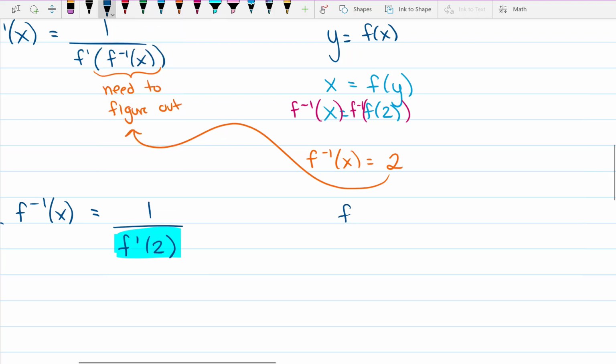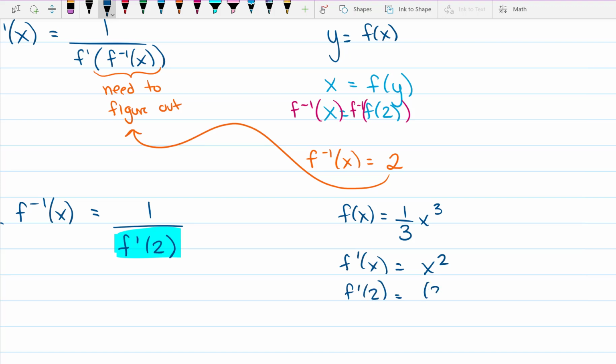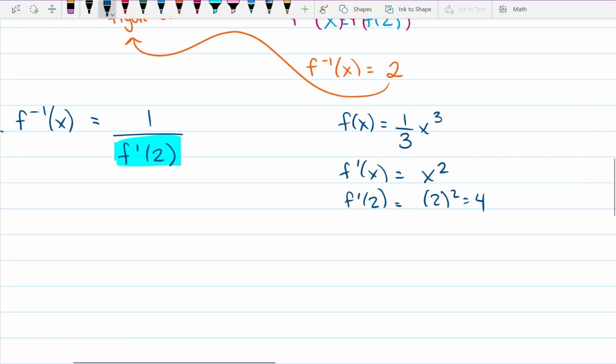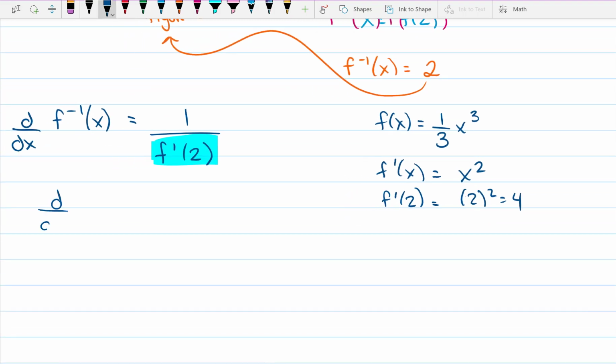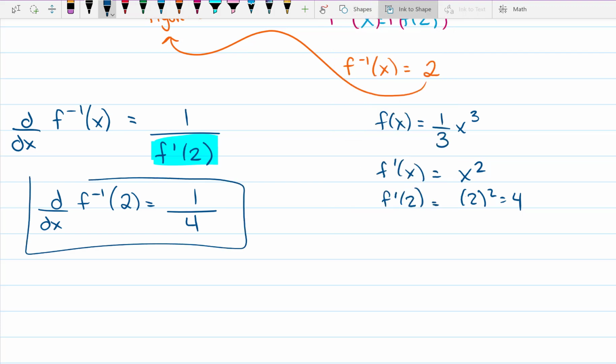Well, we know that f of x is equal to 1/3 x cubed. So f prime of x is simply, I'm sorry, this should be a 3, is just going to be x squared. So f prime of 2 then would be 2 squared, which is 4. So we get that the derivative of f inverse at 2 is equal to 1 over 4. And that's it.